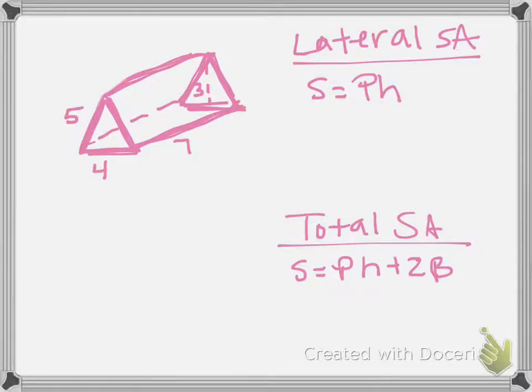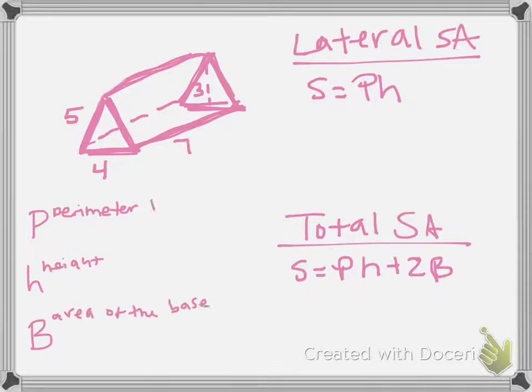Triangular prism. Okay, so we have different variables this time. We have a P, an H, and a capital B. P is the perimeter of the base. H is the height from base to base. Capital B is the area of the base.